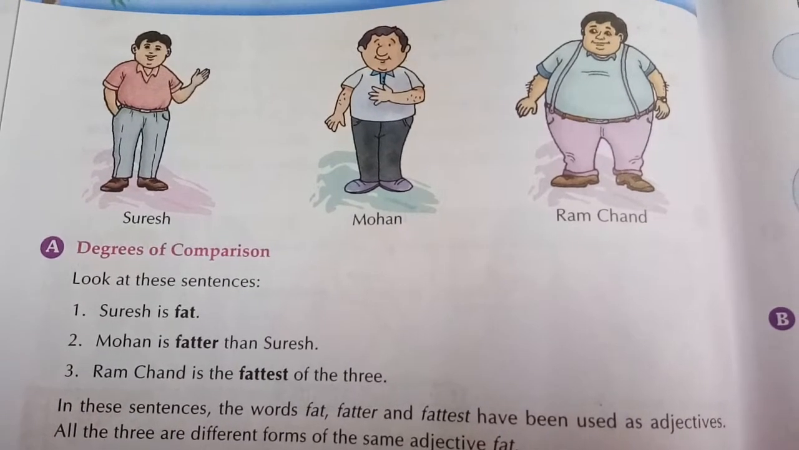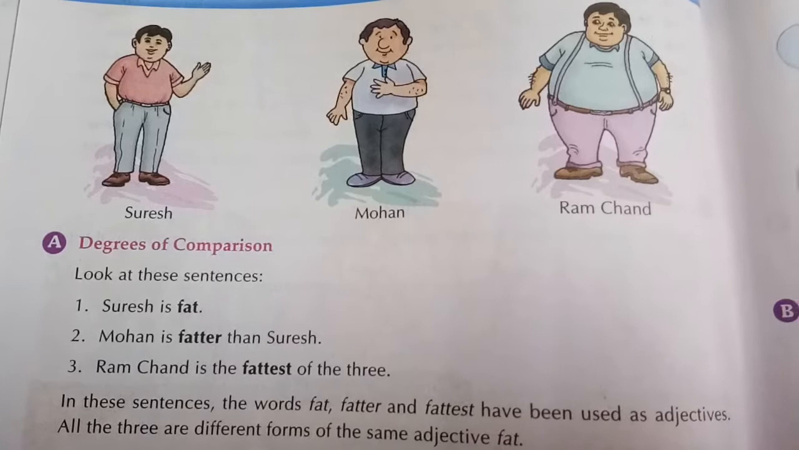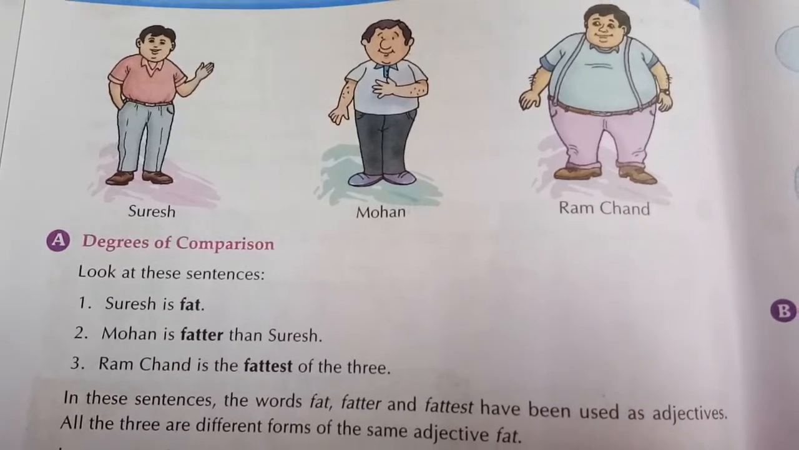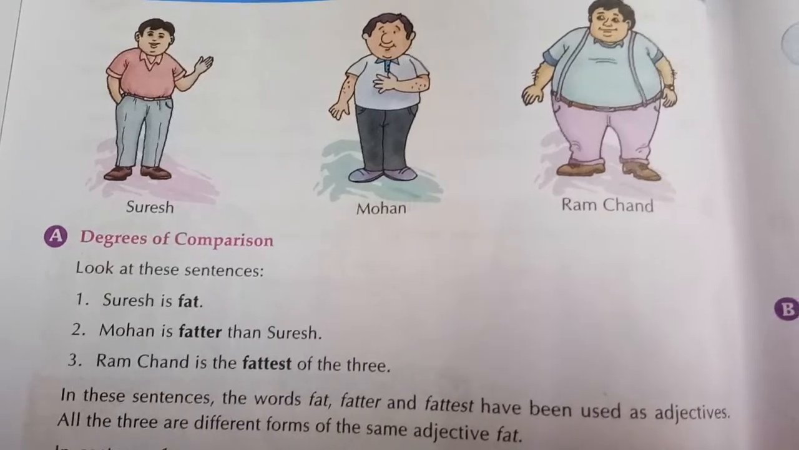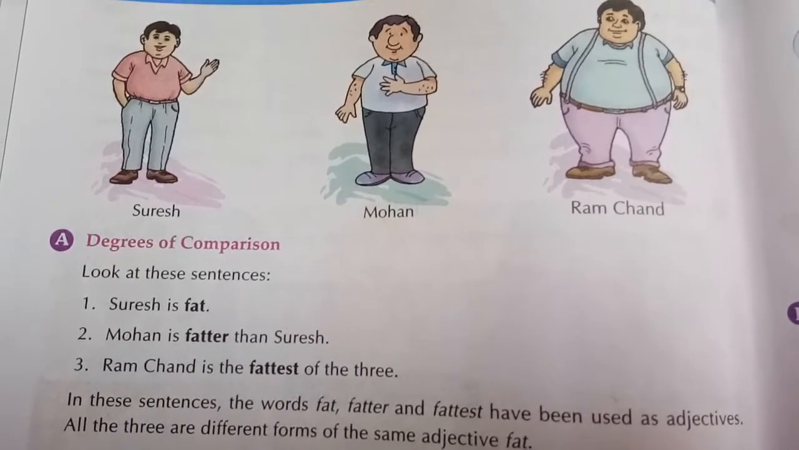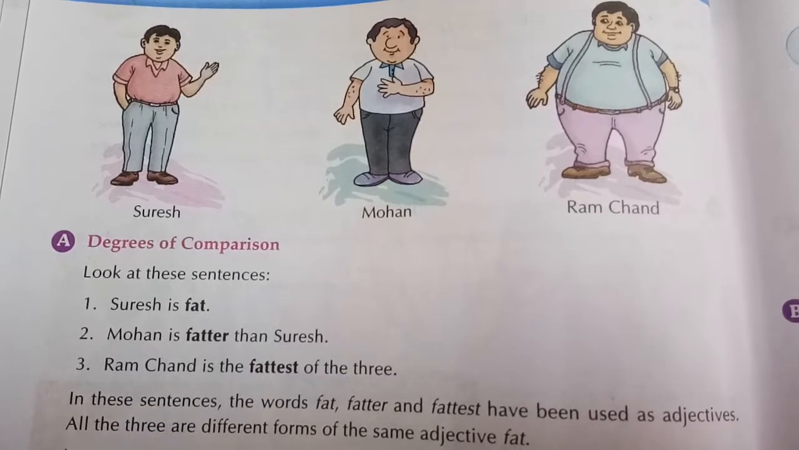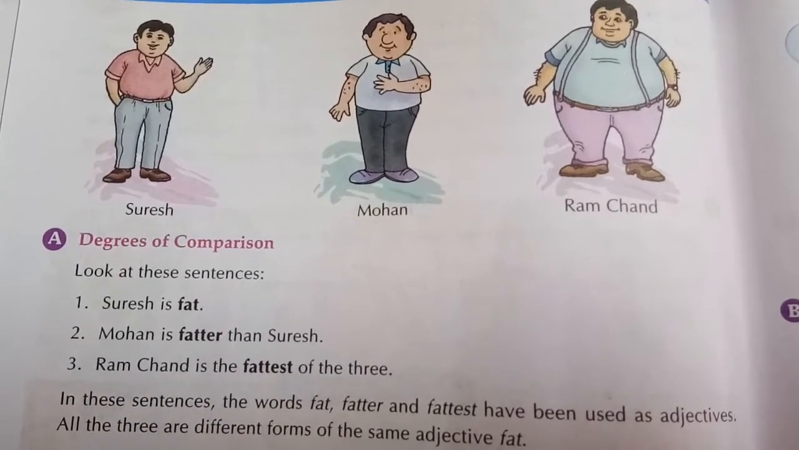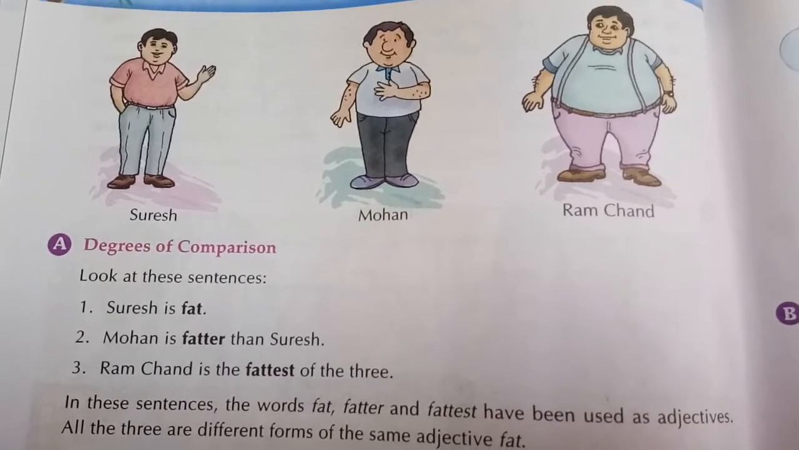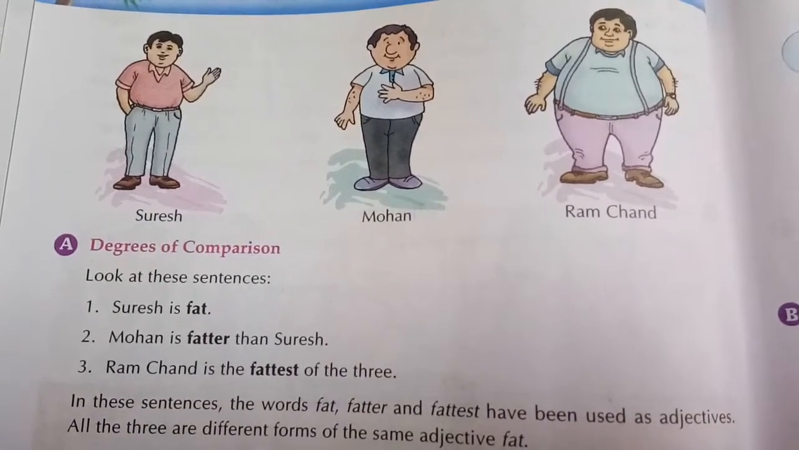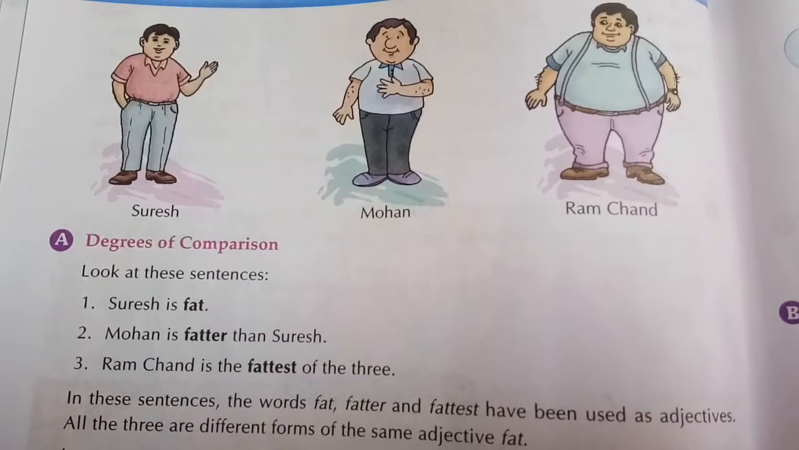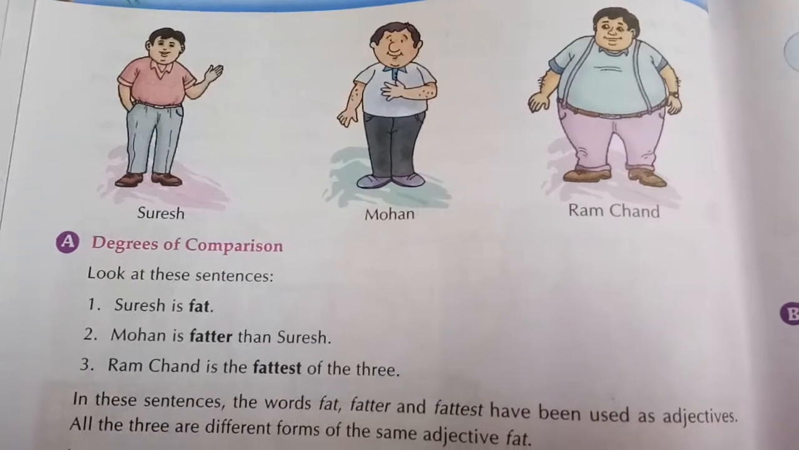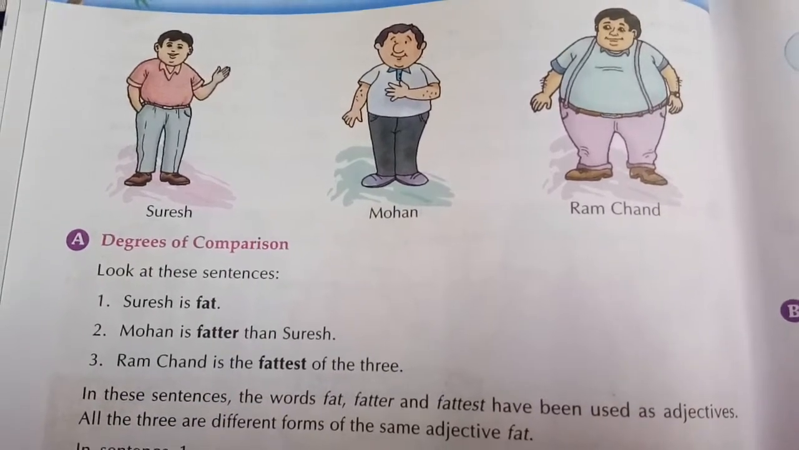So these are clues to identify which degree will be used, if you are not able to identify it. So these are two clues. Than gives you a clue that you have to use comparative degree, and the before the degree gives you a clue that we have to use superlative degree. When we are comparing two people or two things, then we use comparative degree. When we are comparing more than two, then we use superlative degree.